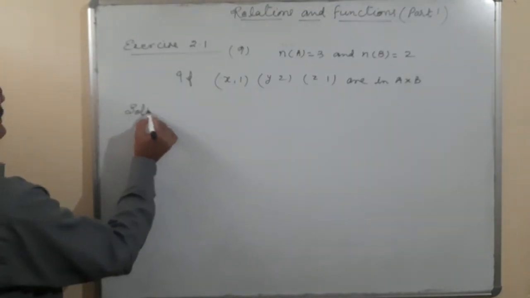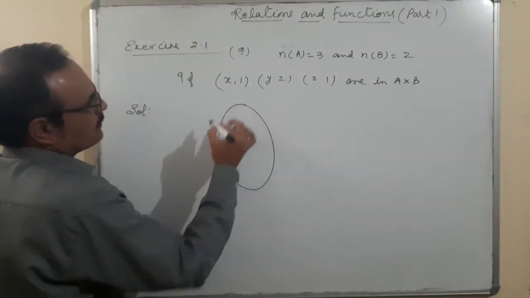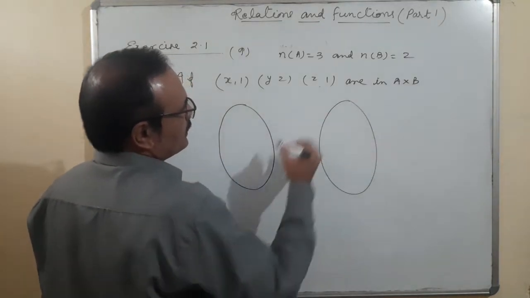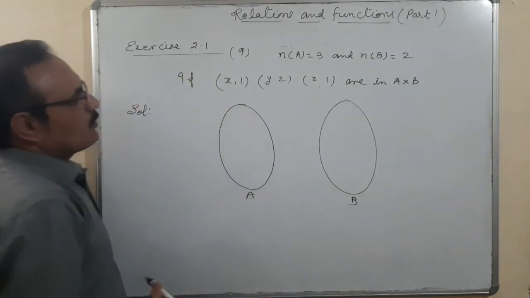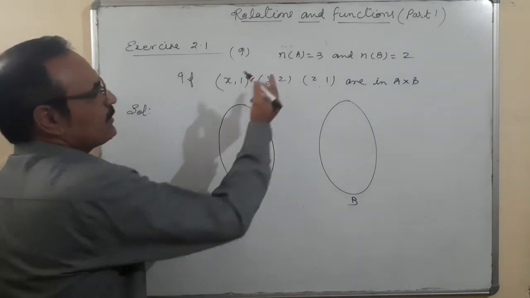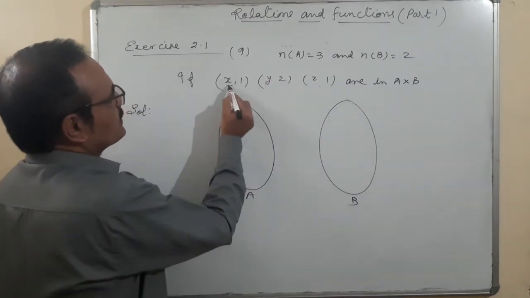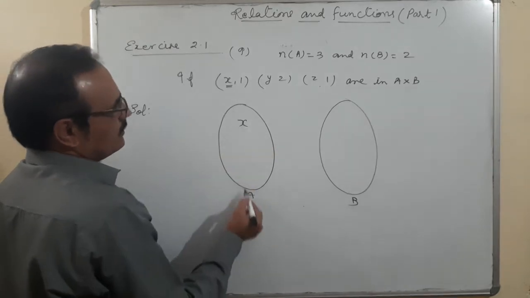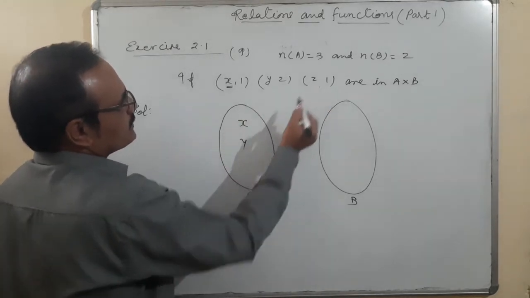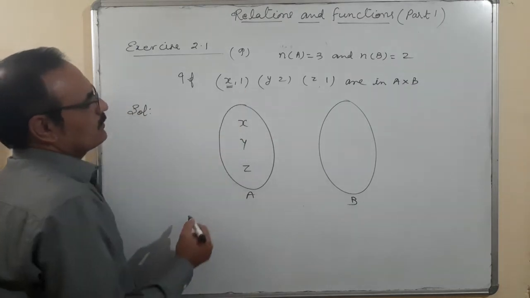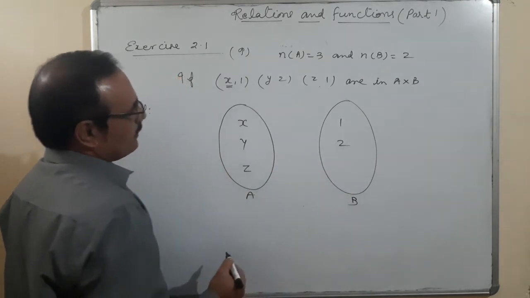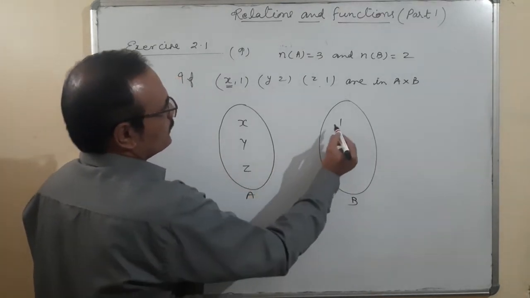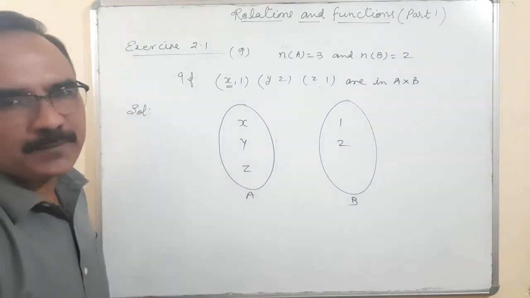Diagrammatically, look at this. There are two sets A and B. By the way, it is coming in the next topic, relations and functions. This is A, it is B. Since the ordered pair is given, x1, having three elements: x from first, y, and third is z. x is mapped with 1, y is mapped with 2, and z is mapped with 1.